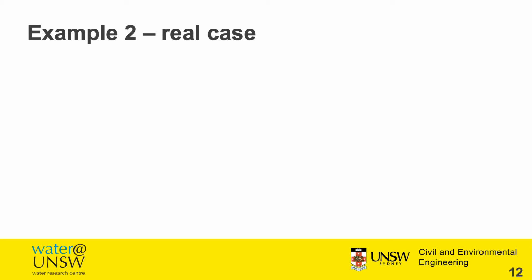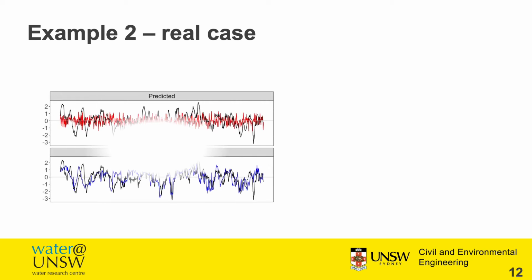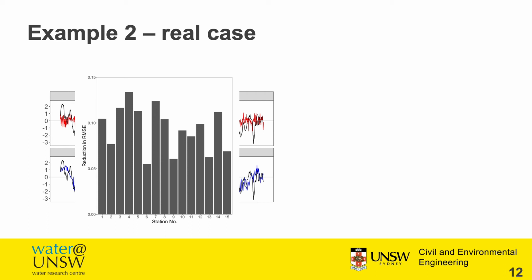To assess the performance of our model, first, let's look at the simulated response against observations for both models at one sampled location. It is evident that the model using transformed predictors outperforms the reference model. In detail, we summarize the reductions in RMSE using the bar plot across all 15 stations. All the stations investigated have shown significant improvements.